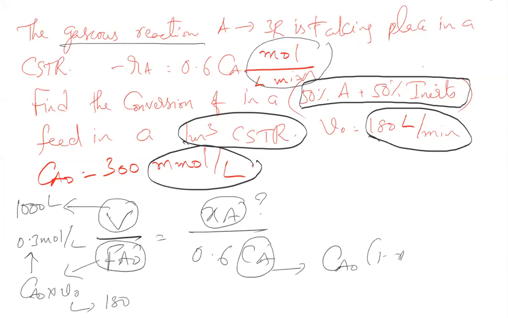CA naught into 1 minus XA by 1 plus EA XA. What is CA naught? 0.3. What is XA? You need to calculate. EA, how do you calculate EA? Then the only unknown is XA, no? How do you calculate EA? What is the reaction given?